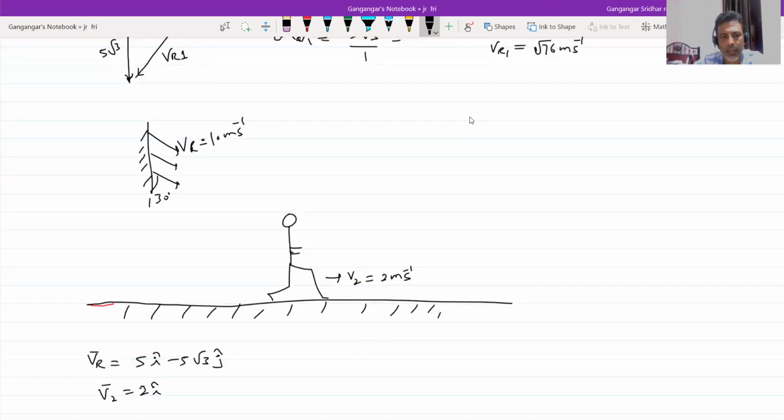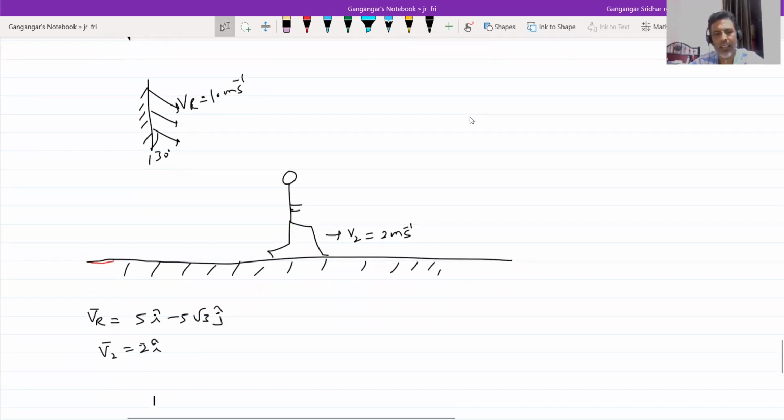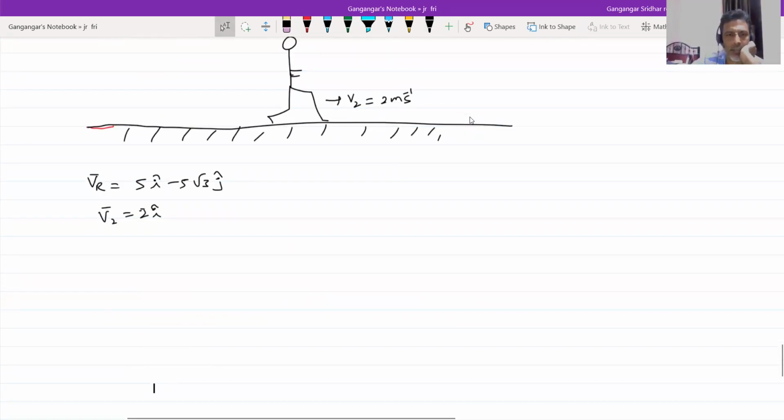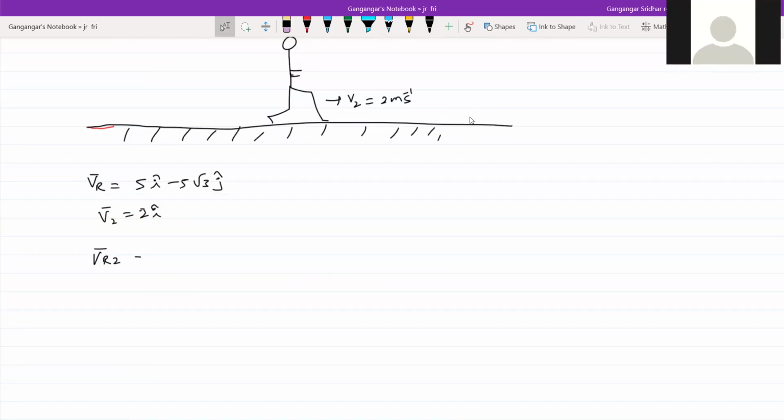Take this much here. Now, we should find out the velocity of rain with respect to the man. If you want, you can write Vm, anything, or I just took the second V2 as the velocity. So we'll take the vector concept. VR2 is equal to VR bar minus V2 bar. VR bar is 5 i cap.